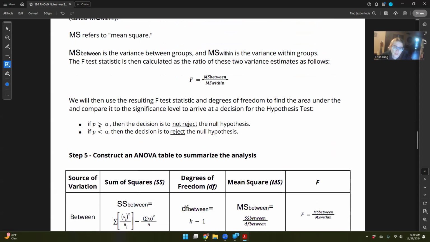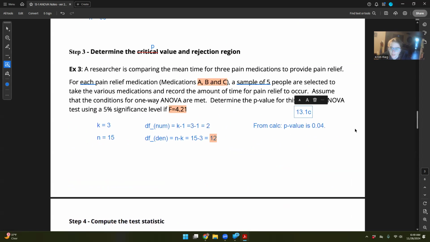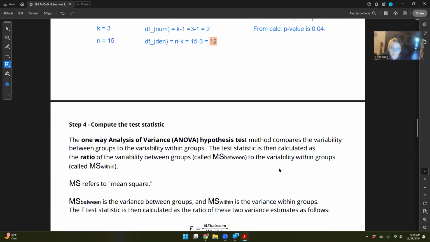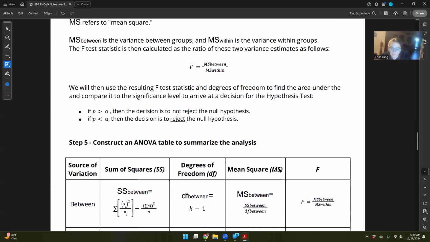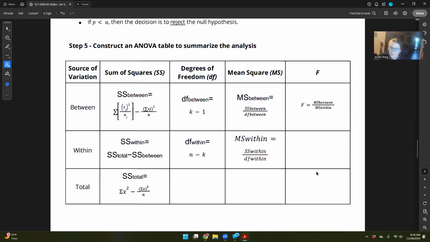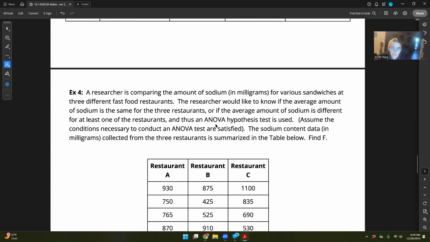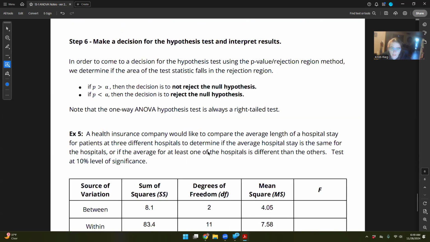So if P is greater than alpha, we will not reject the null hypothesis. If P is less than alpha, then we will reject the null hypothesis. In other words, up here, we would reject because P is 0.04, 4%, and alpha is 5%. We'll get into that. Okay, skip. See how we need a new video just for this because it's very scary. So we're going to come back to this example.